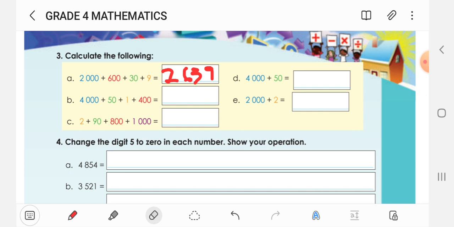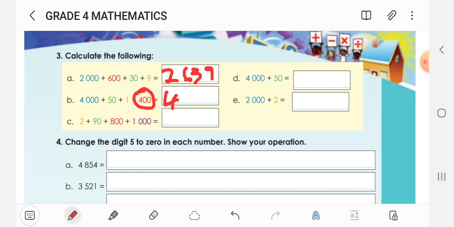Okay, so let's do also number B. We have 4, which is this 4,000, and then we have 5 here, we have 1 here, and then we have, oh no, you see that I got everything wrong? Yes, so we're gonna start with the bigger number, that is 4,000, the bigger one.